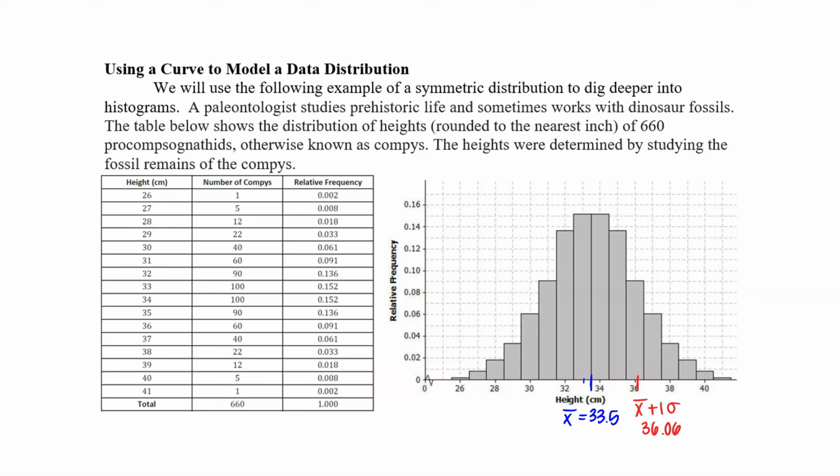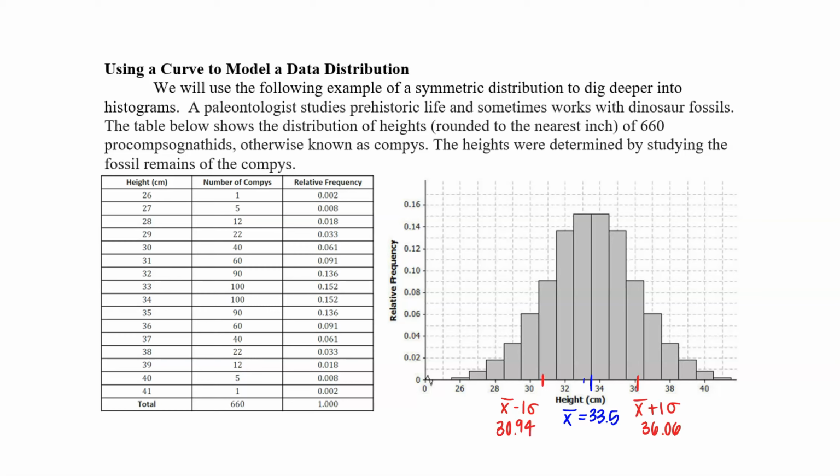Then one standard deviation below the mean, 33.5 minus 2.56 would equal 30.94. 30.94 would be roughly around here. x bar minus one standard deviation, 30.94.